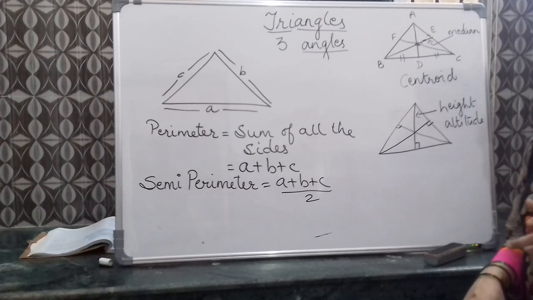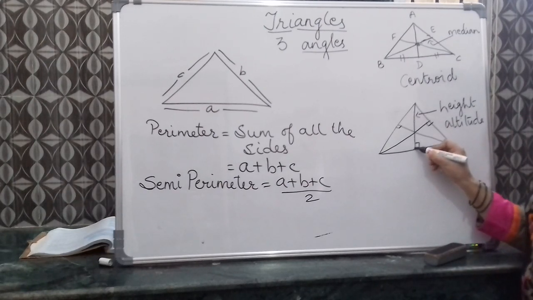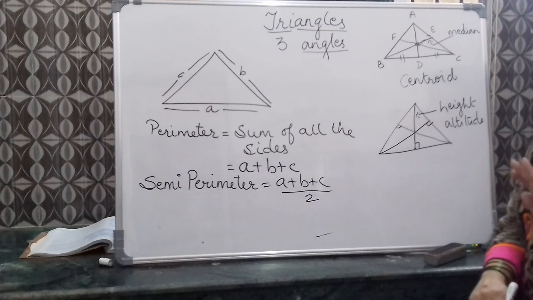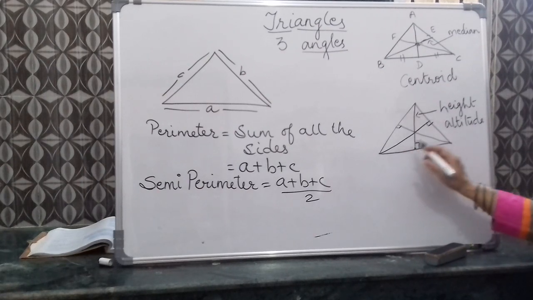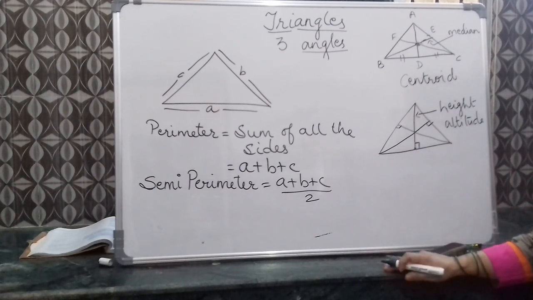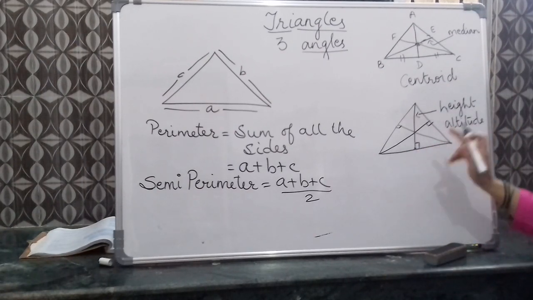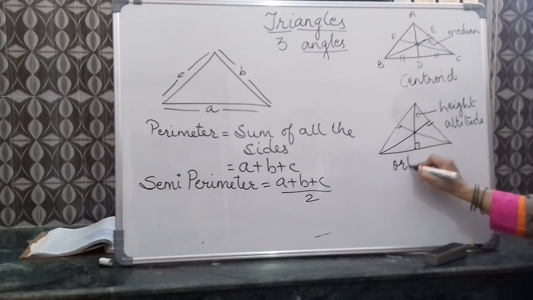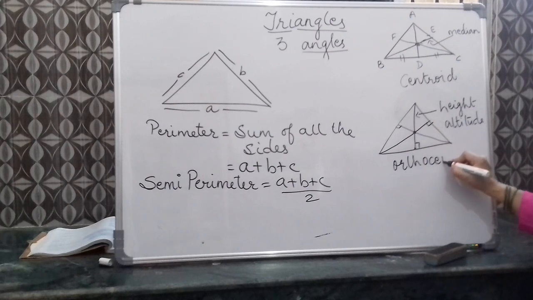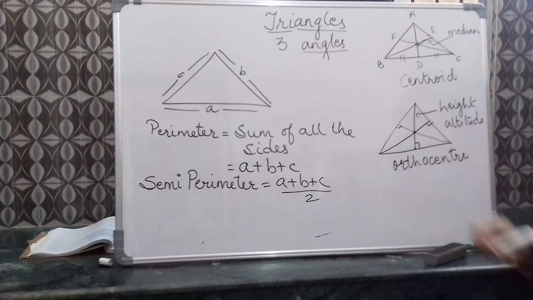This height or altitude only makes a 90-degree angle with the base. It may or may not divide the base into equal halves. So dividing the base into equal halves is not a necessary property of a height. And the point at which they meet is called the orthocenter of the triangle.